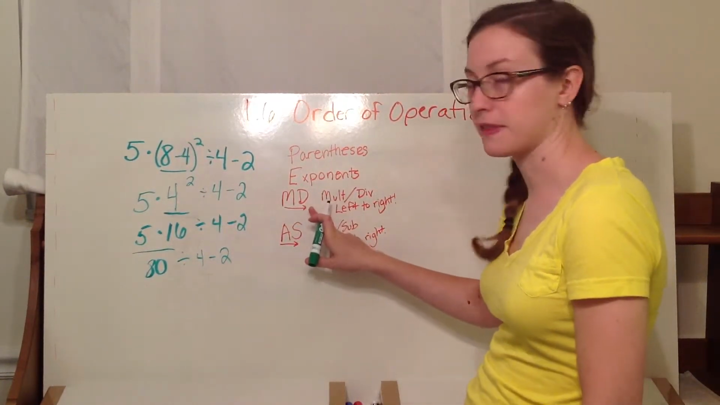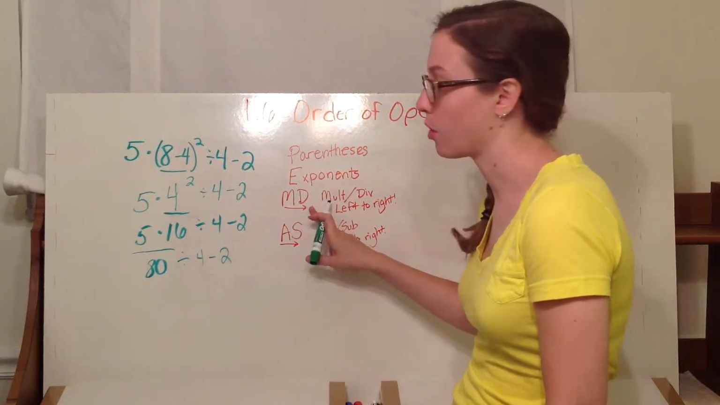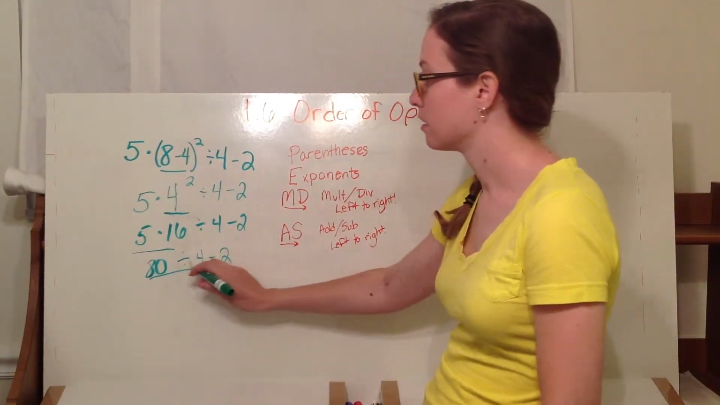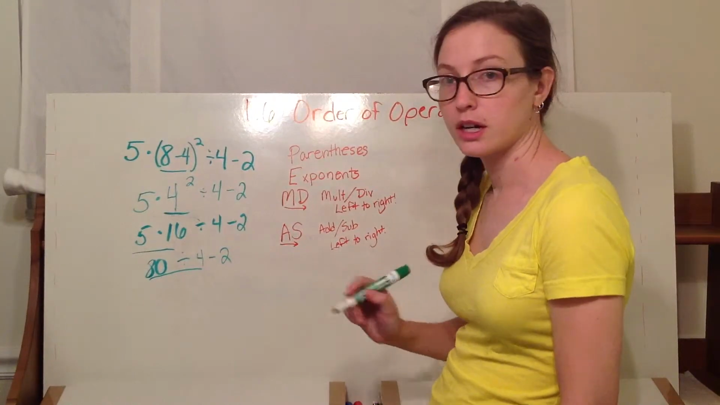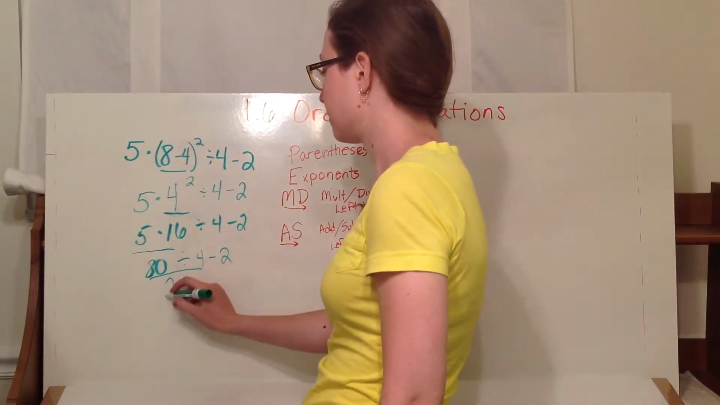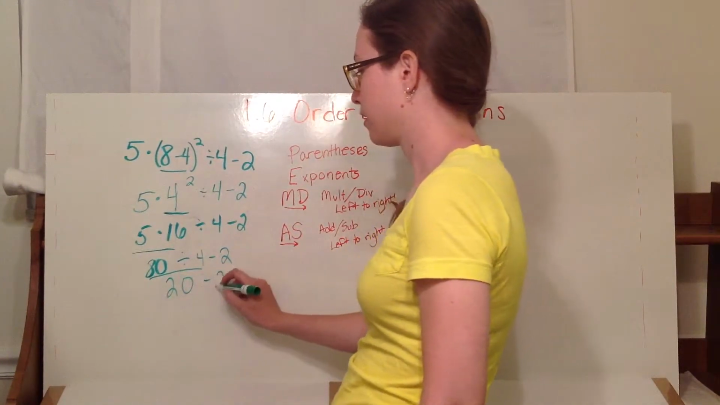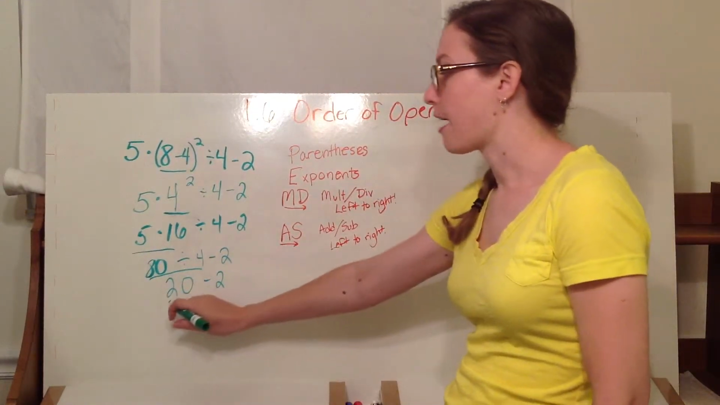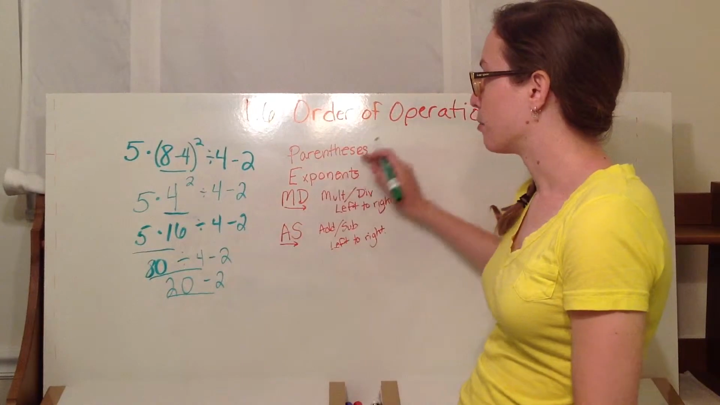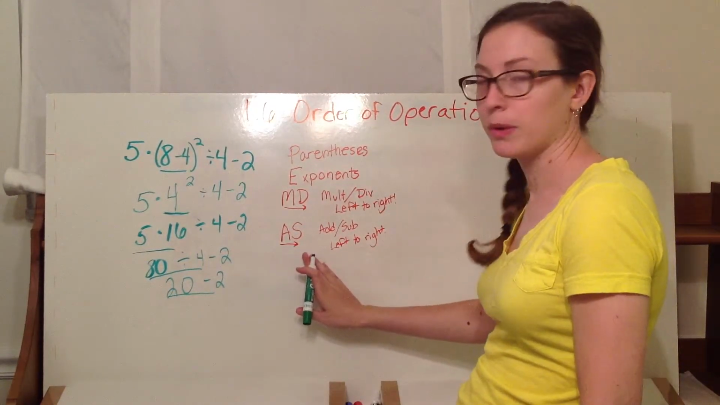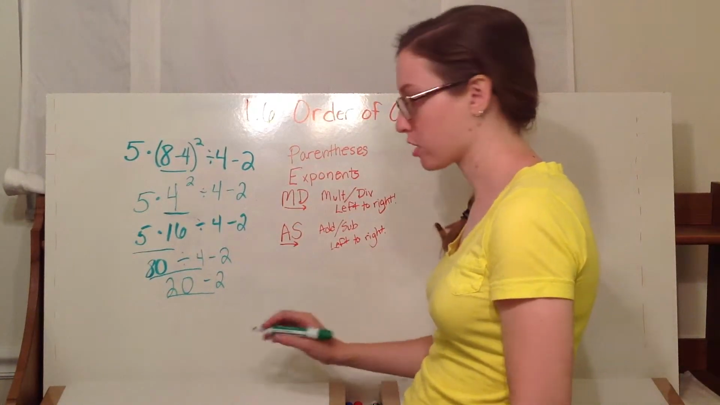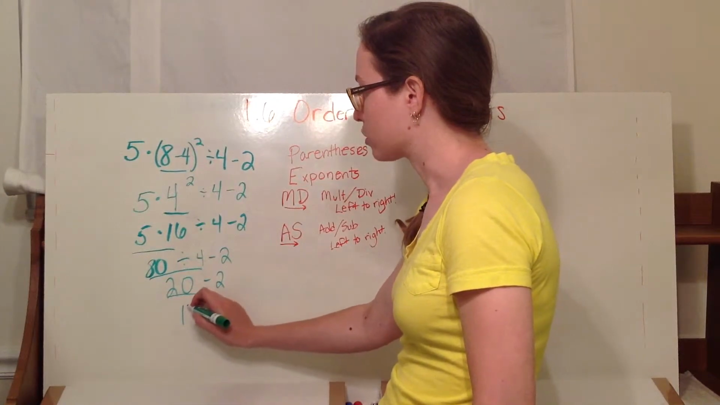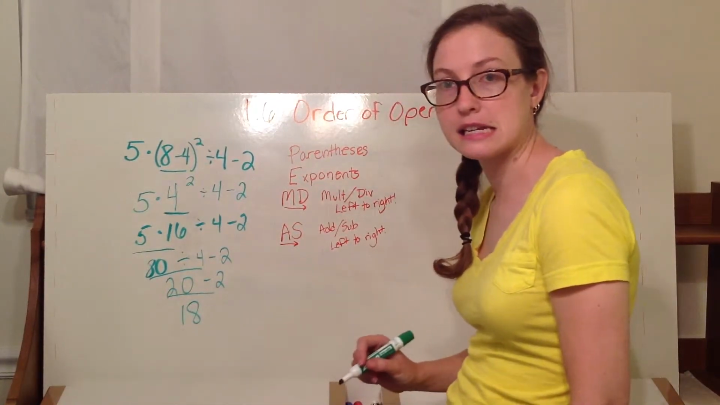We're still not done with this step, multiplication and division, so we're going to do that next. 80 divided by 4 gives us 20. The minus 2 comes along. Finally, we only have one operation to do left, but it has followed correctly that we are on the last step, addition, subtraction. 20 minus 2 gives us 18.